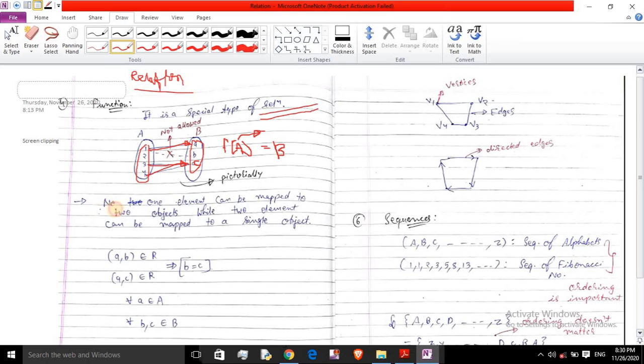Now look at this point. No one element can be mapped to two objects, while two elements can be mapped to a single object.